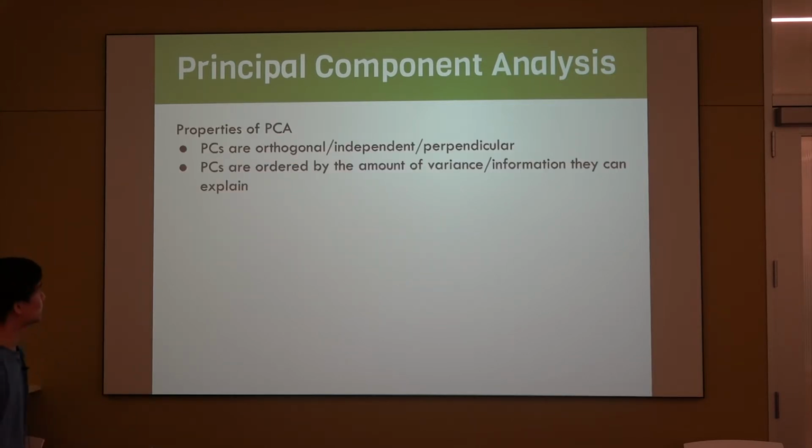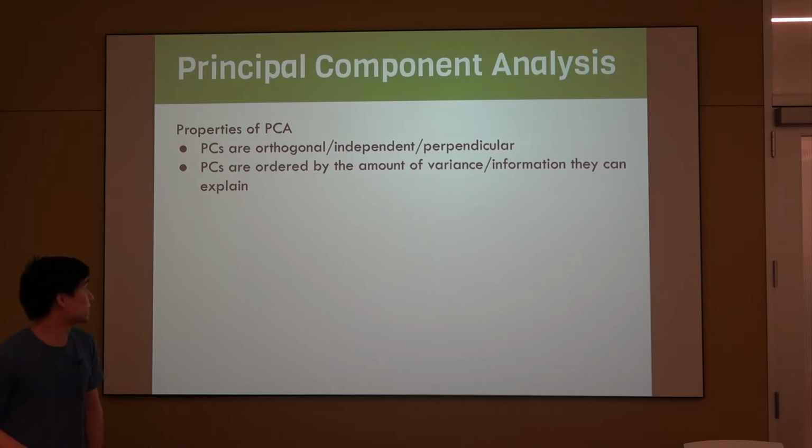Some properties of PCA that I want to highlight here are that the PCs are orthogonal, or also independent, or perpendicular. These are all synonyms for each other. Some intuition for that is that if you're trying to maximize the amount of information you have on a single axis, you don't want there to be shared information between these axes. So you want them to be independent and not carry information from the other.